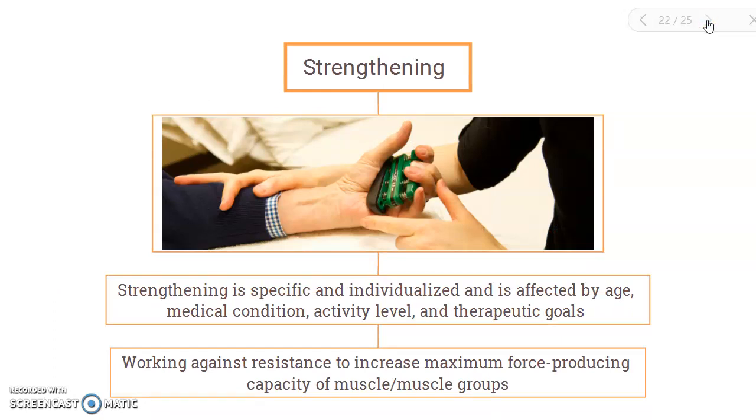Another step that we're going to talk about is strengthening. This is working against resistance to increase maximum force producing capacity of muscle and muscle groups. It's warranted only if the patient's strength prevents participation in occupation or may lead to a deformity. If weakness prohibits a person from maintaining a functional position or regular active range of motion, this may lead to contracture deformity. Strengthening is specific and individualized, and it's affected by many factors such as age, medical condition, activity level, and therapeutic goals.